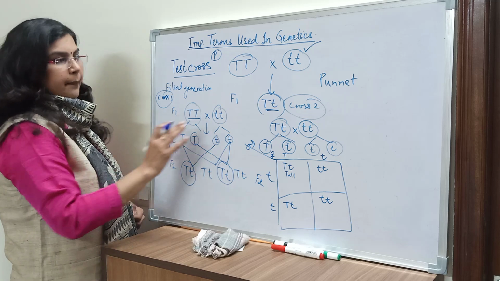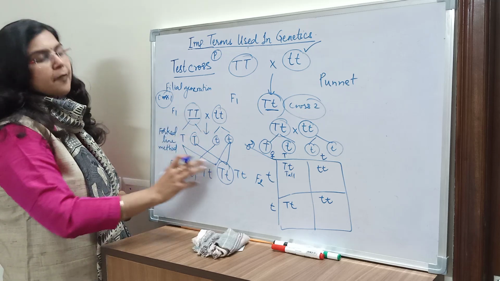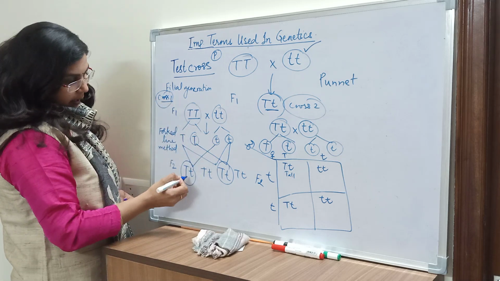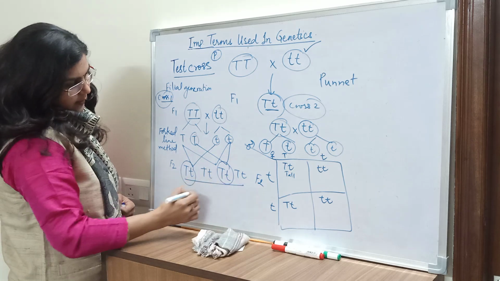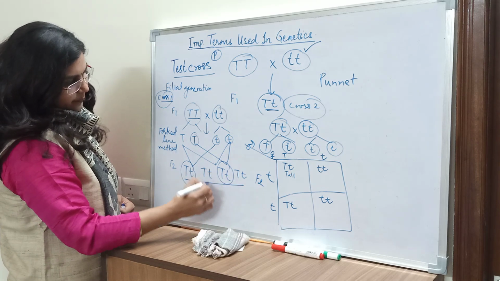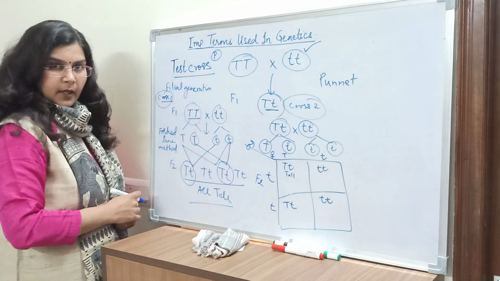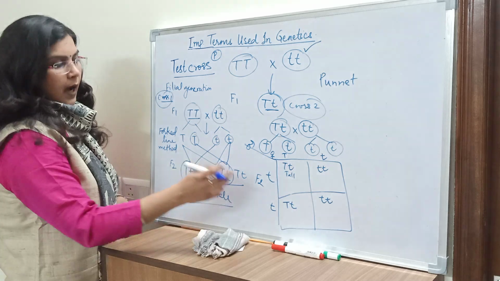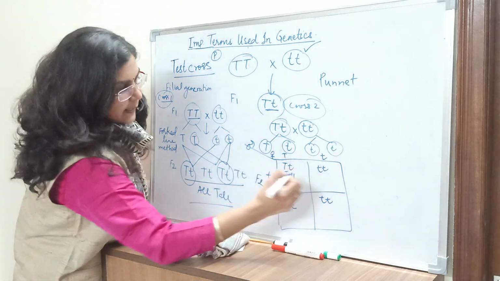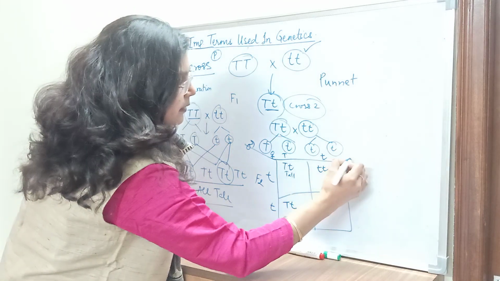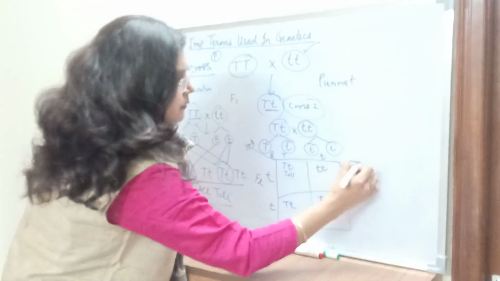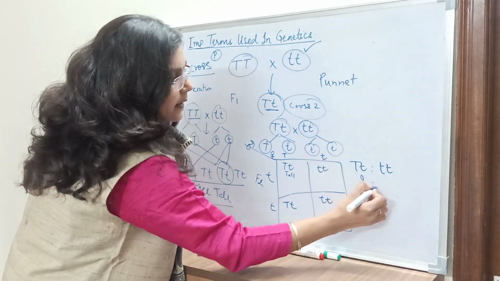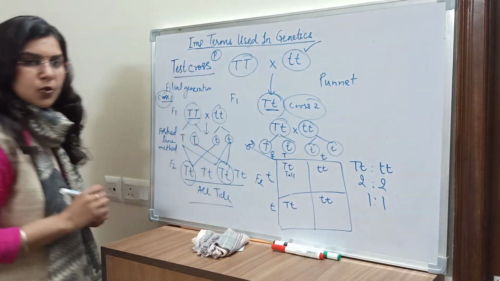Now if you compare the two crosses and the F2 generation that we get in both, in cross 1, F2 is all tall. The genotype is heterozygous tall, but phenotypically these plants are all tall. However, in cross 2, we have the heterozygous tall and the homozygous dwarf in the ratio of 1:1.